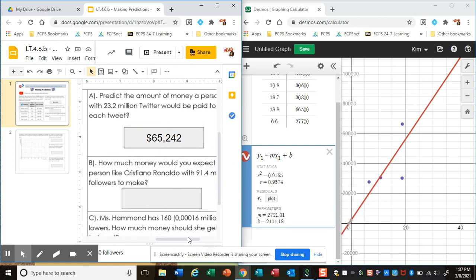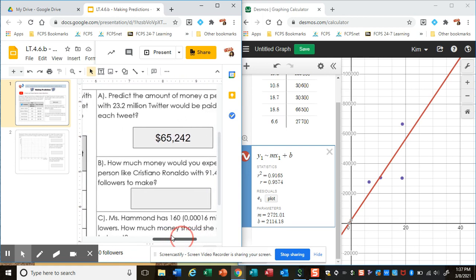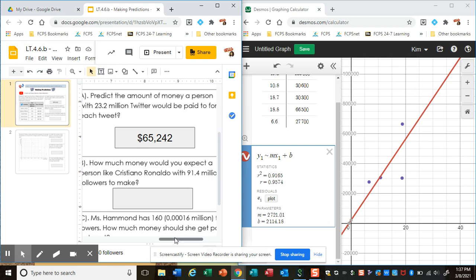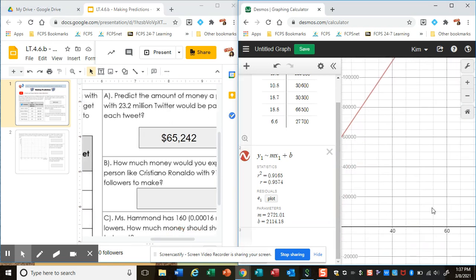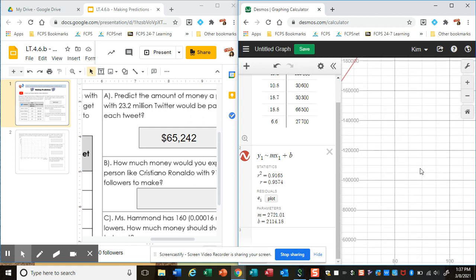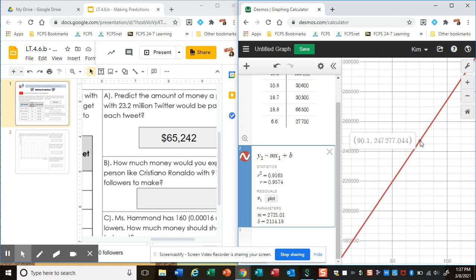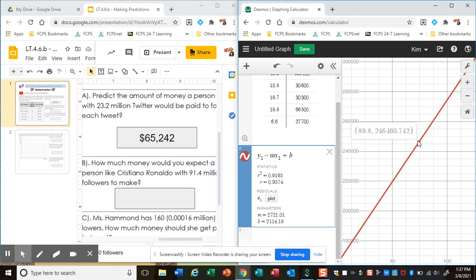So then you have Cristiano Ronaldo, who's a famous soccer player. He has 91.4 million followers on Twitter. So 91.4 million followers, I would go over to my x-axis. Oh my goodness, I have to go pretty far. There's 80, there's 100. And then I'm going to go all the way up to my red line, which is my line of best fit. And I'm going to try to find 91.4. I'm getting closer. There it is. Oh my gosh. So he would get paid $250,000 just to tweet about products. 250814.